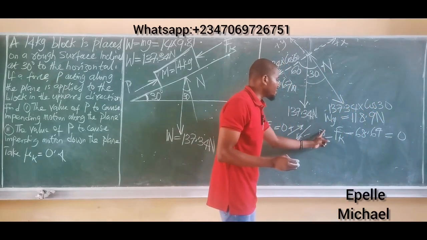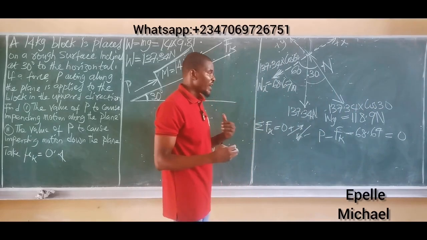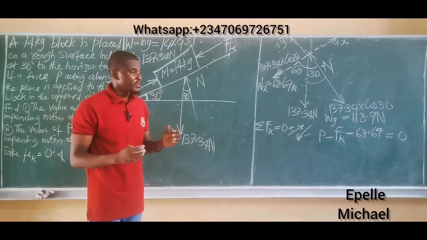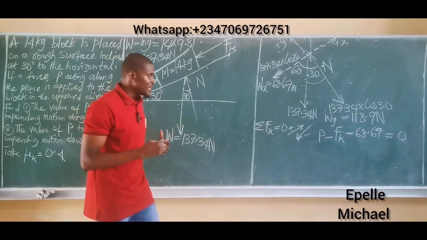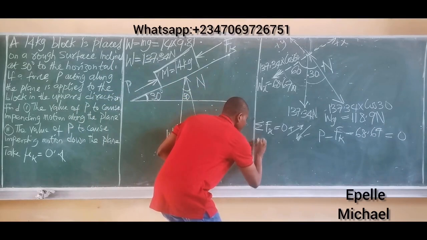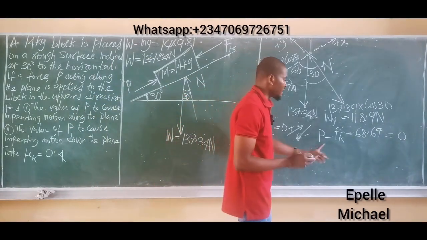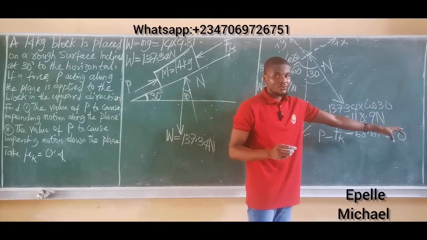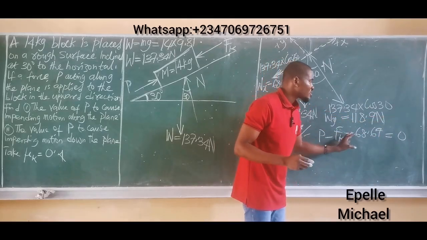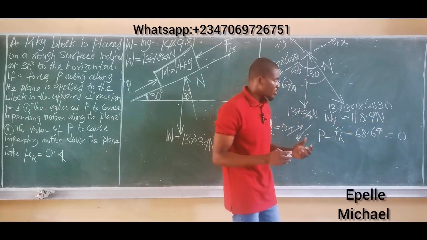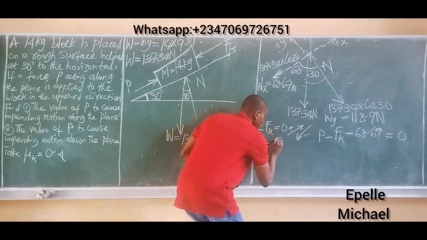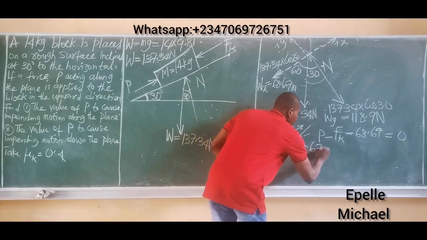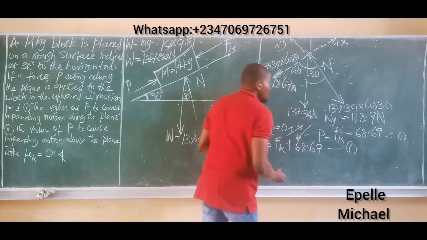So we make P subject. We are told in the question to find the value of P, which causes motion to impend up the plane or down the plane. So we are looking for the value of P. Let's simply make P subject. P is now equal to, I will simply send minus Fk and minus 68.67 over to the other side of the equation. If negative signs cross an equal to sign, they become positive. So you simply have Fk on the other side, plus 68.67. You can call this equation 1.